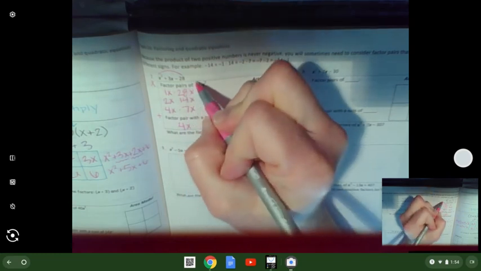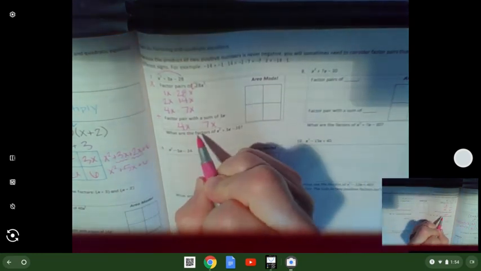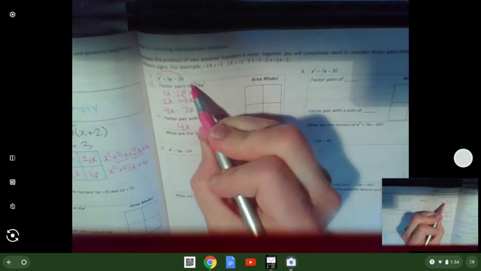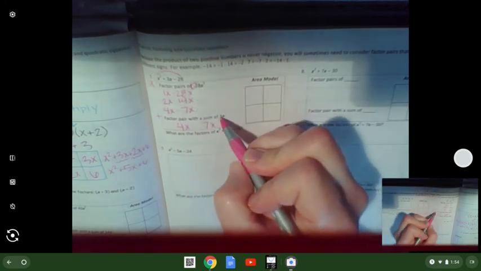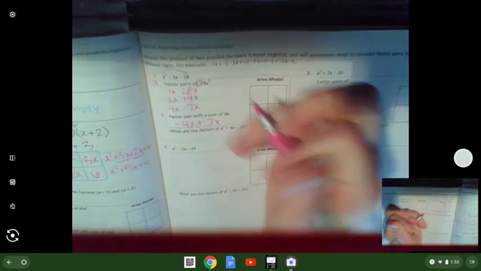The question is, though, how do I get them to multiply to a negative? I need one of these to be negative, but I need to make sure that if one of them is negative, they still add to 3. Well, the one that's going to be negative is going to be our 4x. Negative 4x plus 7x is 3x. And if I go back to multiplying, negative 4x times 7x is negative 28x squared.